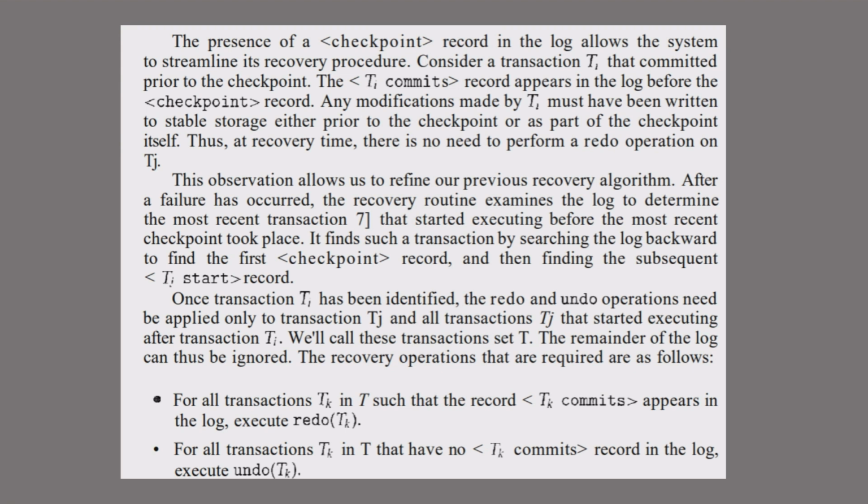First, output all log records currently residing in volatile storage. Second, output all modified data residing in volatile storage to stable storage. Third, output a log record checkpoint onto stable storage. And for all transactions Tk in T such that the record appears in the log, execute redo or execute undo.